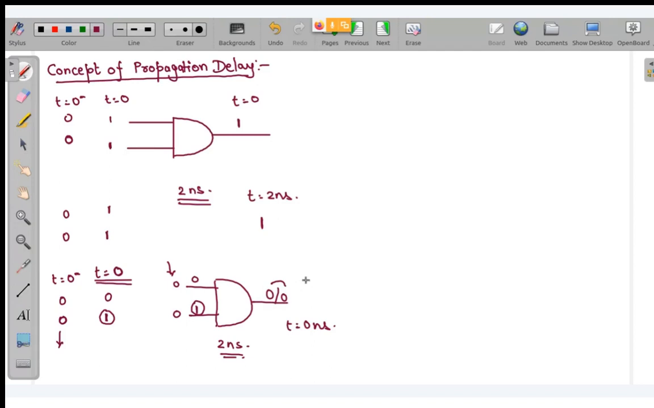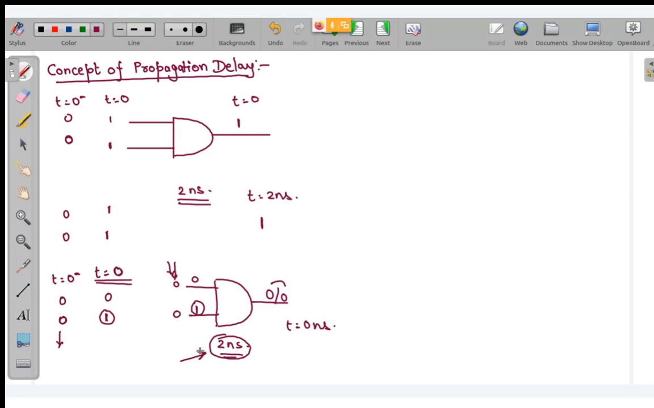Did we understand this concept? The concept of propagation delay is that there should be a transition in state. Initially the output was 0, and even after the change in input, the output is still 0. So even with the propagation delay of the gate being 2 nanoseconds, there was no transition. Okay, so this is what we mean by propagation delay.